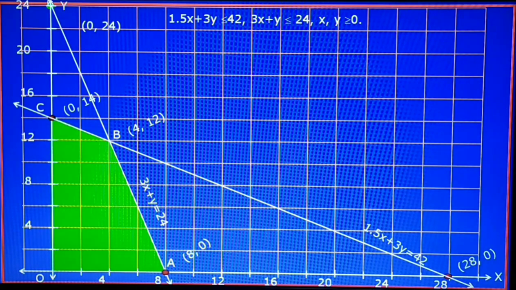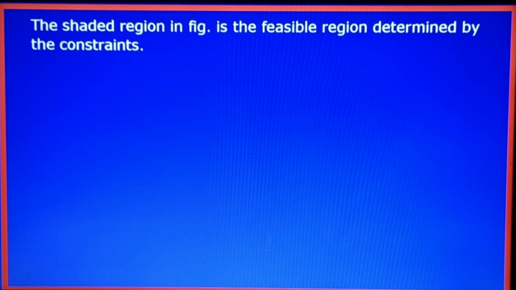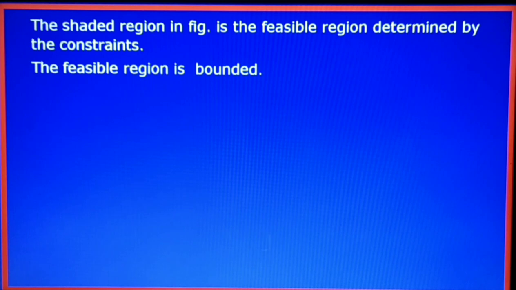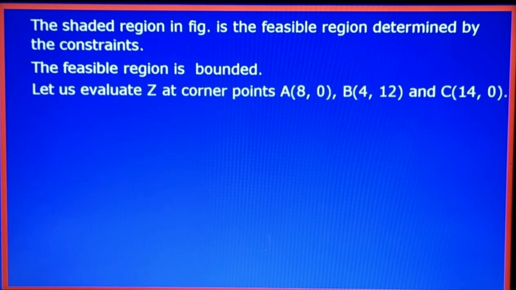So, which are the corner points? Origin with coordinates 0, 0, A with coordinates 8, 0, B with coordinates 4, 12, C with coordinates 0, 14. The shaded region in figure is the feasible region determined by the constraints. The feasible region is bounded. Let us evaluate z at corner points with coordinates 8, 0, 4, 12, 0, 14.